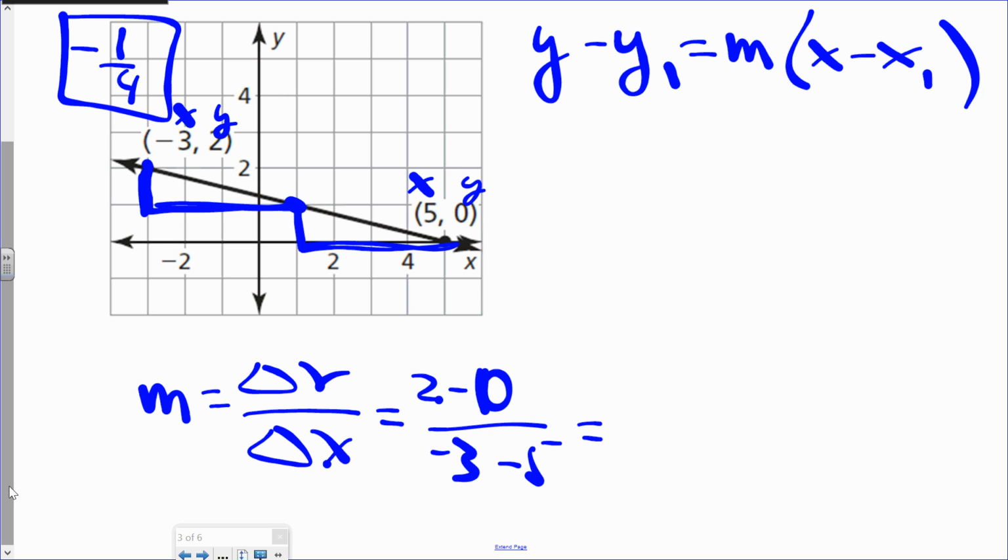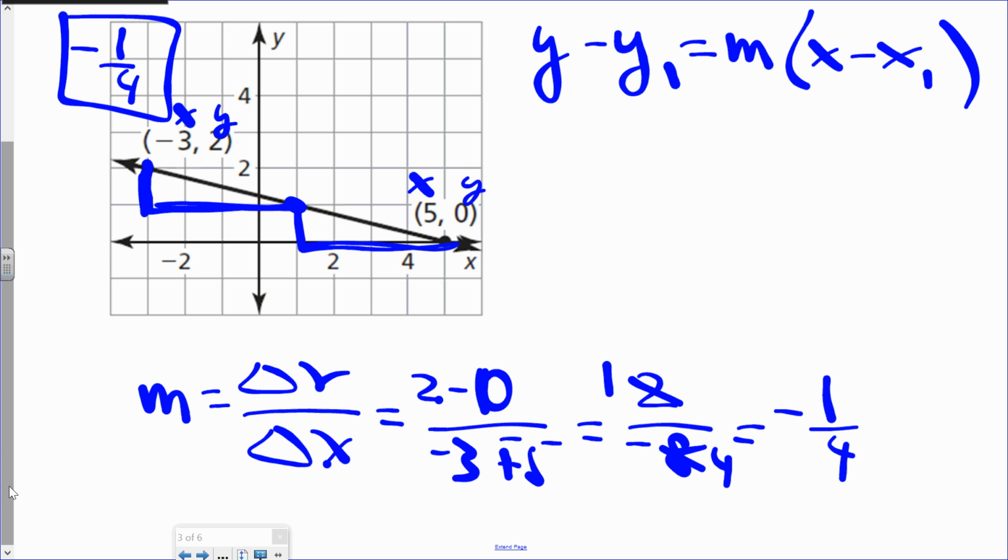So my numerator, 2 minus 0 is 2. And then -3 minus 5 is going to be -3 plus -5, which becomes -8. Look at this, because I can reduce that. 2/8 reduces to 1/4. So it's -1/4 is my slope, just like Athaida said when he eyeballed it. Notice how the slope formula gives you the same thing.